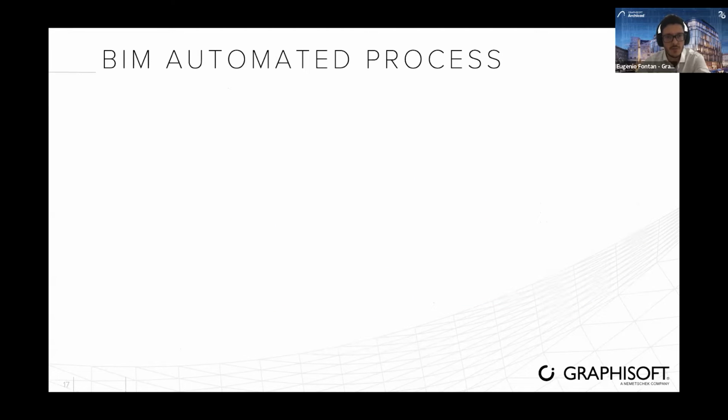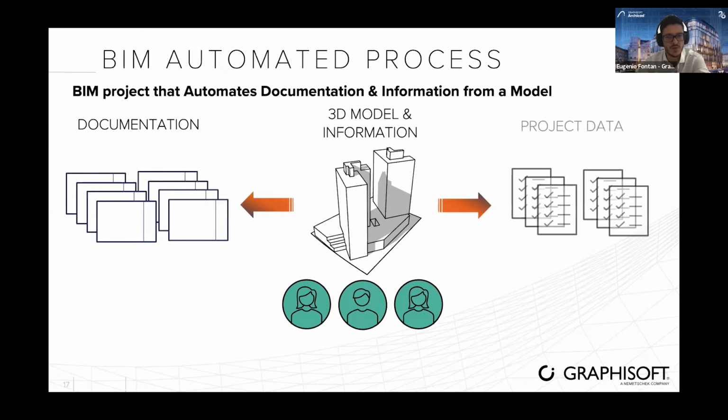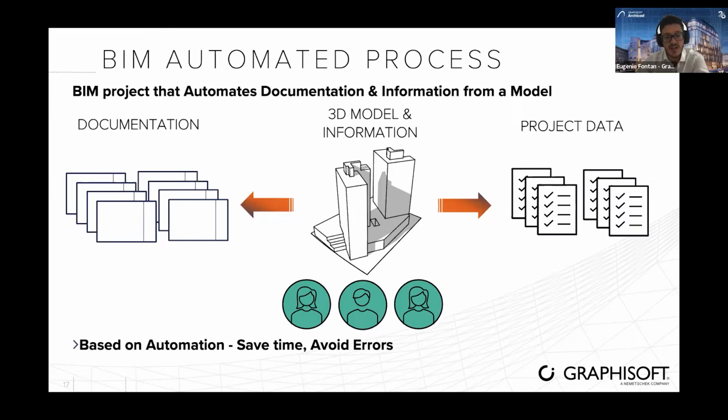The way a BIM automated process works is by doing a 3D model that has information. It's a smart model. We should talk more about a virtual project. So we build our project in the computer first. And this model generates documentation, project data, schedules and information for quantification and so on. So this is the efficient way to work, saving time and errors.